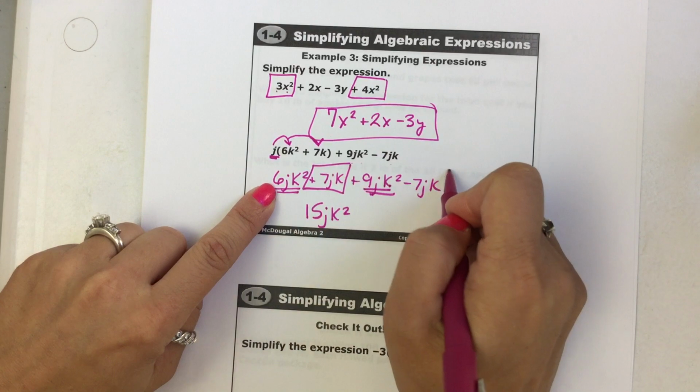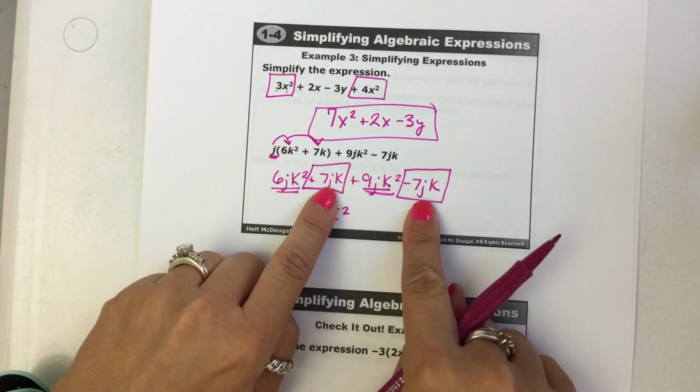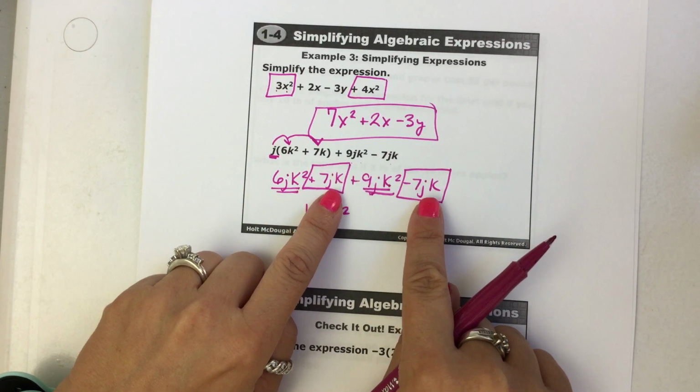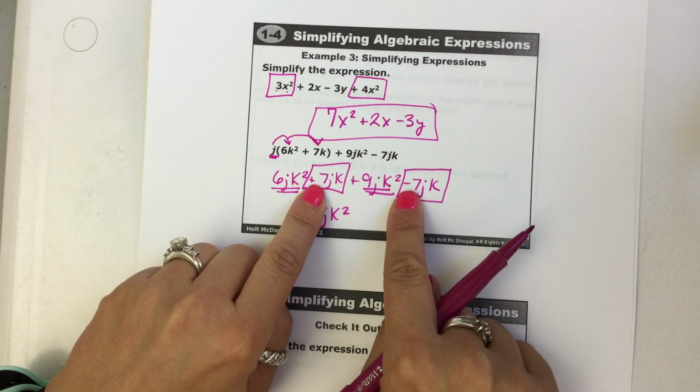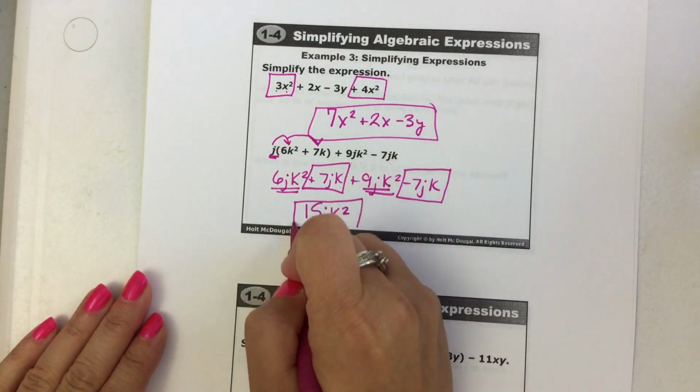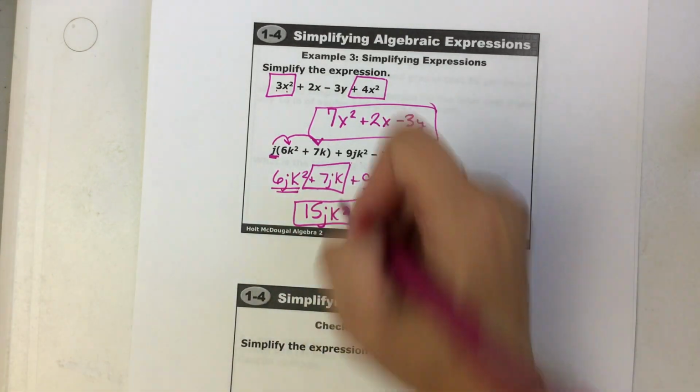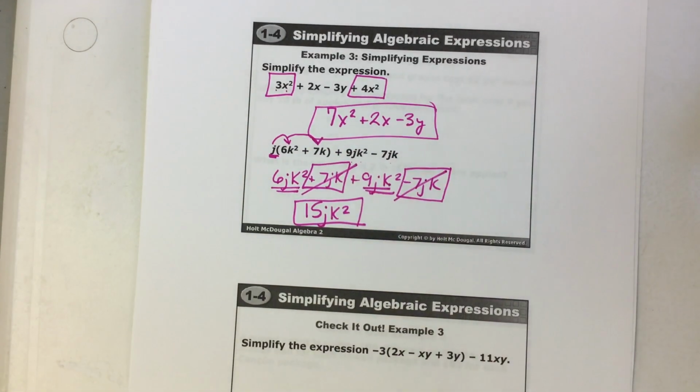This term has 1j and 1k. This term has 1j and 1k. So the jk's don't change. What you look at is the numbers in front. Positive 7 plus a negative 7. Remember from 1.2, if you add opposites, you get a 0. So positive 7jk and negative 7jk would completely cancel, leaving you nothing left.